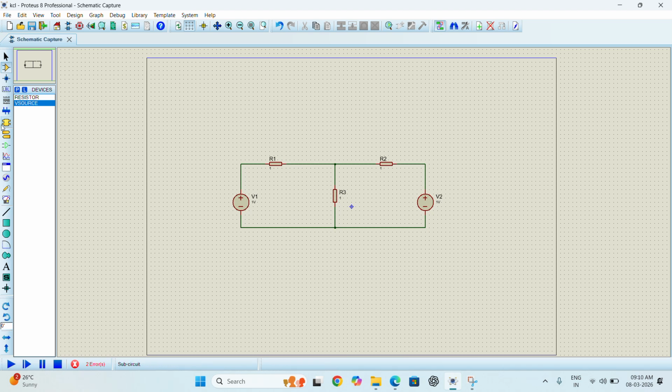Now let me take one ground. So here is a ground. I will connect it here.